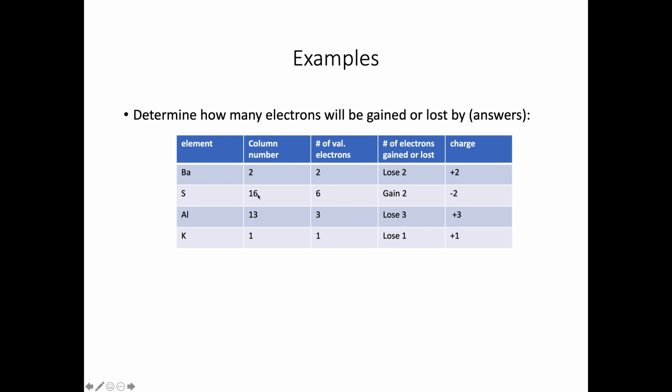Barium is in column 2, sulfur is in 16, aluminum I did as an example, right? So barium is going to have 2 valence electrons. It either wants to get to 8 or 0, so it's going to lose 2. Sulfur is in the same column as oxygen. It's going to gain 2. That one we did. All right, so see the idea? There are some questions like this on the homework and even on the reading assignment.